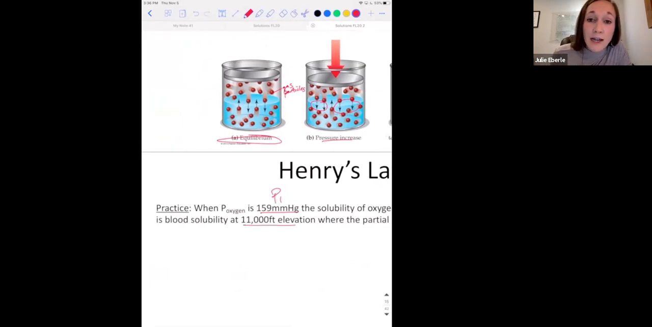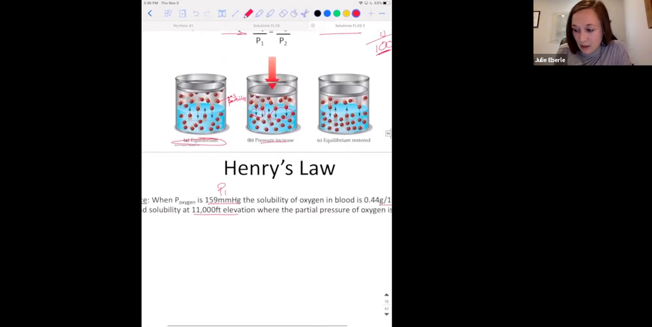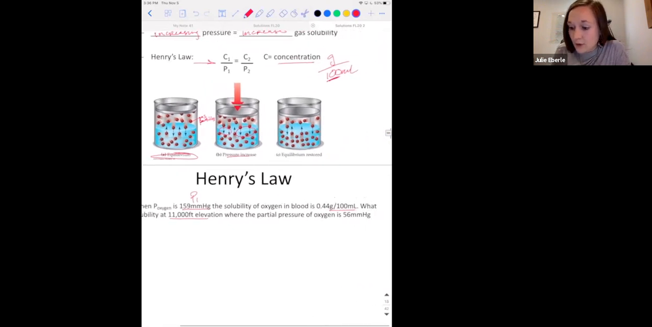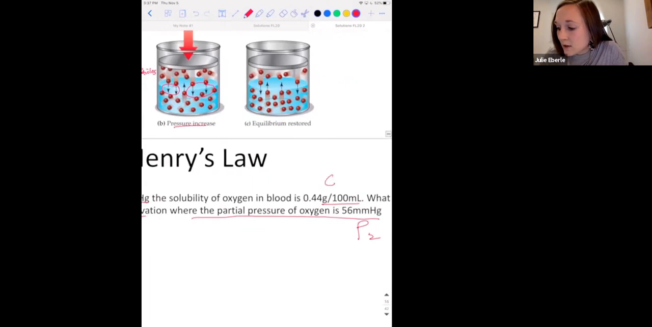We know that pressure, as you go up in elevation, atmospheric pressure decreases, okay? So if you're standing on the top of Mount Everest, you have less atmosphere pushing down on you, remember? So if pressure decreases, what do you think is going to happen to concentration? So we're higher in elevation, and there the partial pressure of oxygen is 56 millimeters of mercury. So we went from 159, and here's P2, down to 56. And then this original solubility, this is our C1.